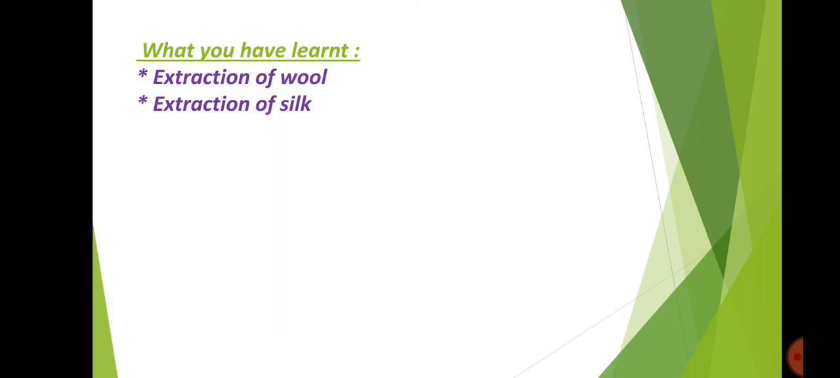What you have learnt in this chapter: extraction of wool from wool-yielding animals and extraction of silk from the silk moth. This completes your chapter, that is Fibre to Fabric.